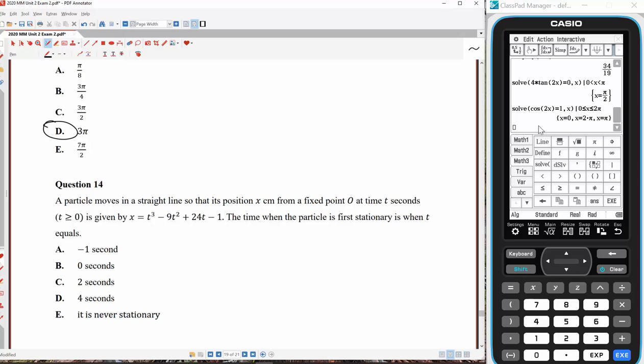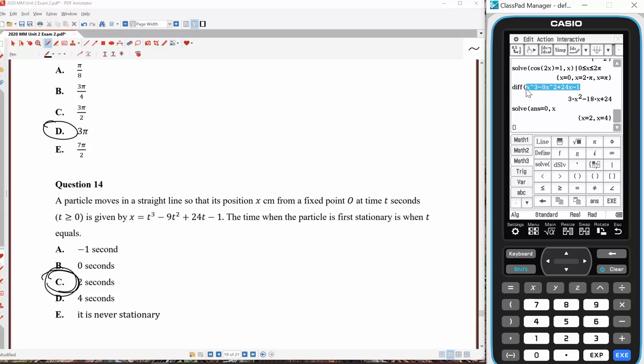Okay, so what we can do here is take the derivative of x cubed take away 9x squared plus 24x take 1. So that's the derivative function. Solve it equals 0 for x. 2 seconds.